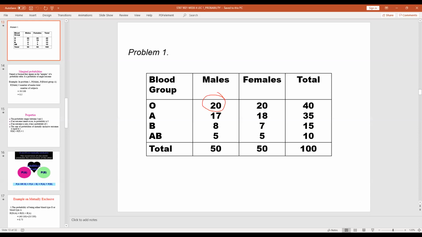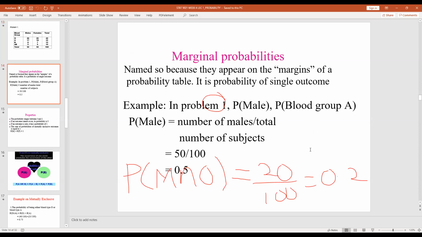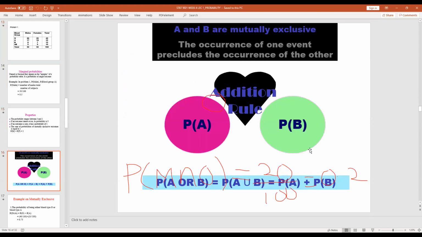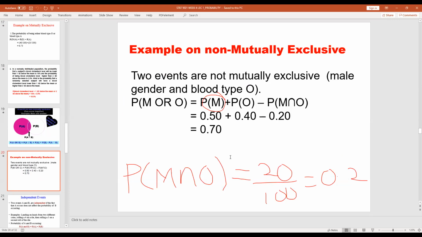So if I want to look at the probability of male intersect blood group O, it's going to be 20 divided by 100, and that's going to be 0.2. That is the probability of a male belonging to blood group O. And this is what I'm going to subtract. That's exactly what we're trying to do right here. Can you take a look at that? Can you see now? So at the end of the day, what I've applied here is the non-mutually exclusive rule.